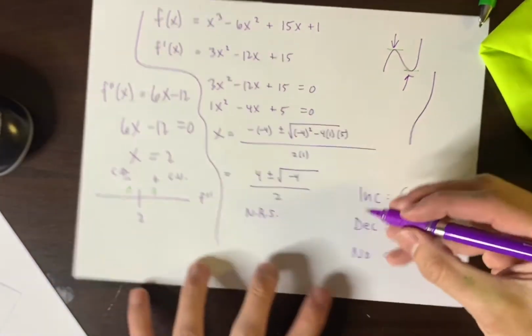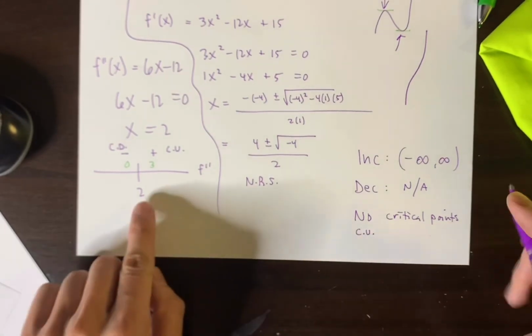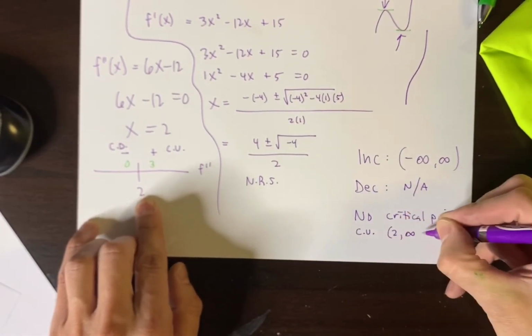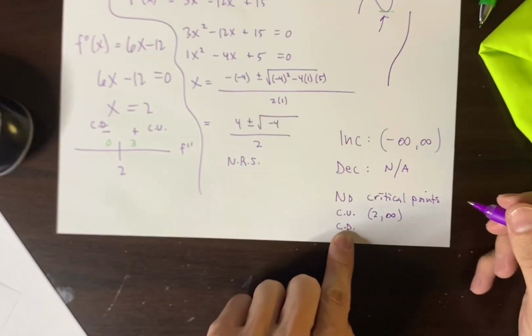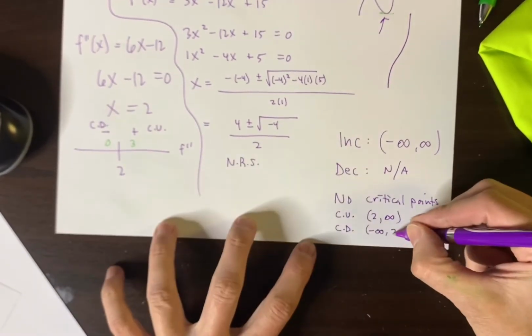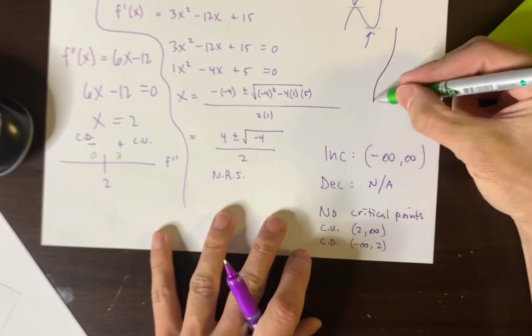So I'd say that the original function is concave up from 2 to forever. And I'd say that function f is concave down from negative infinity all the way up to 2. And that is in agreement with a sketch that looks like this.